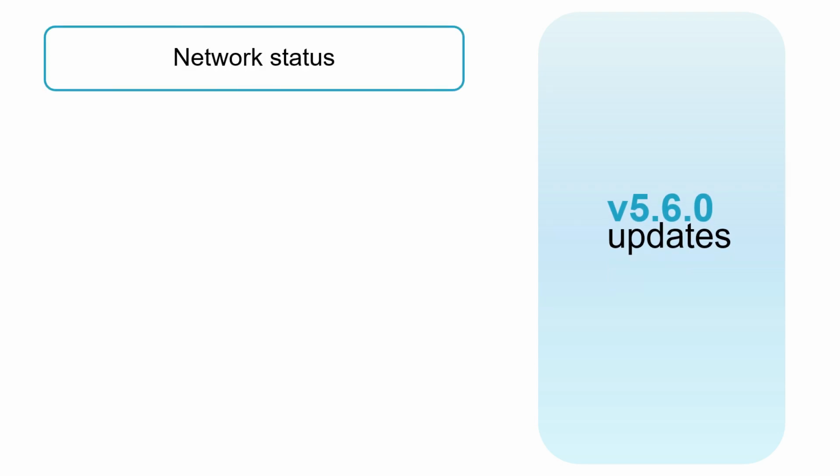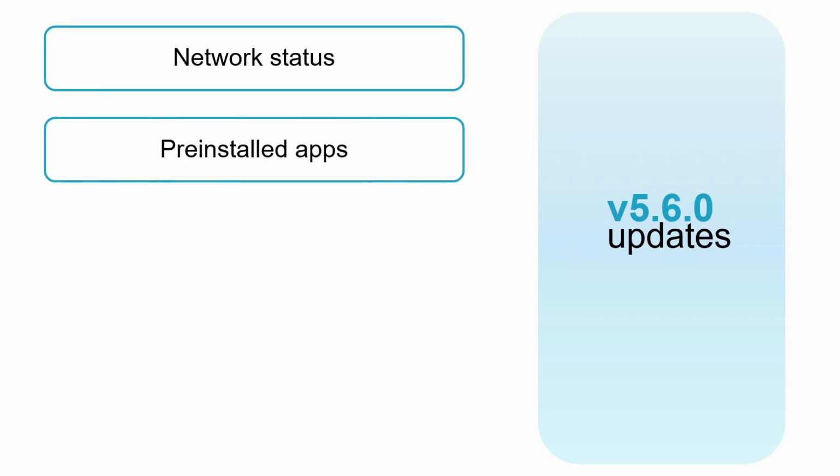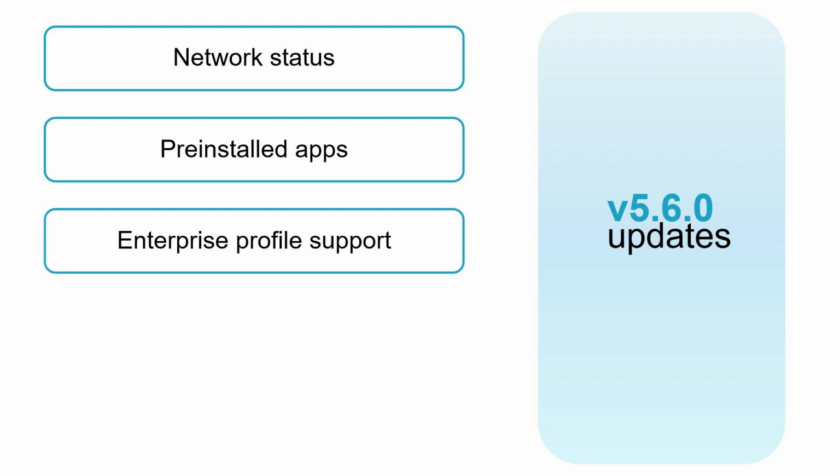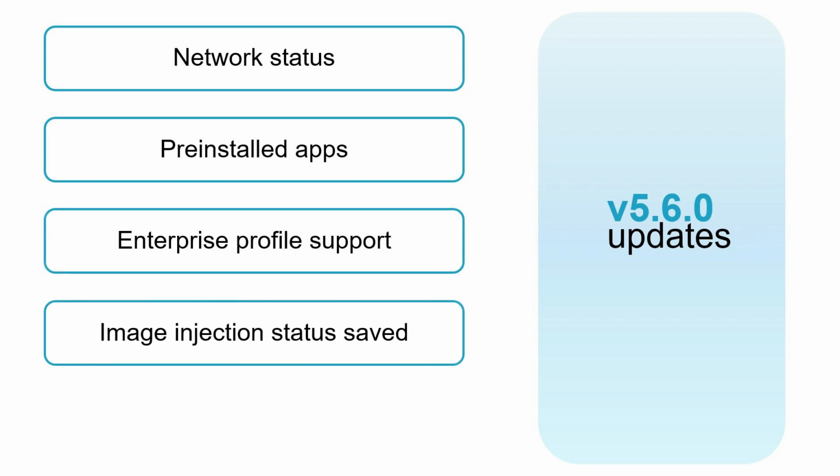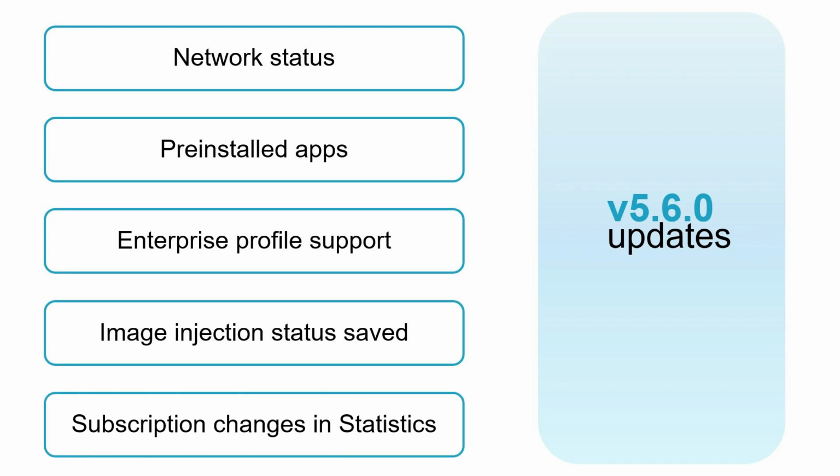Let's sum up the scope. If a device is slow, check the network status in the header of the device area. Do not worry about additional steps when you need to work with Chrome, Global Protect, and some other apps on iOS devices. If your app contains the enterprise profile, choose a new option for the installation. The image injection state is saved for your app, so you do not need to re-inject it next time. In the statistics, you can see data in different colors if your subscription has changed.